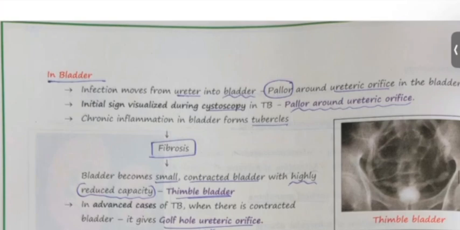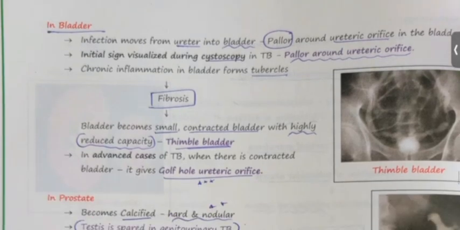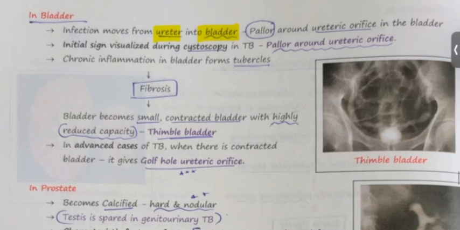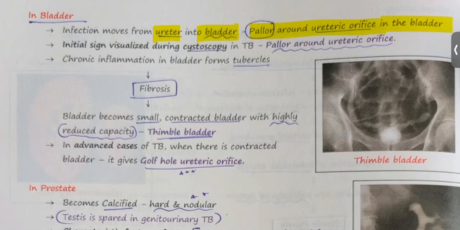So what happens in the bladder due to TB? In the urinary bladder, infection moves from the ureter into the bladder. So this we saw. It is descending infection. It came to the kidney, from the kidney to the ureter, and from the ureter now it is coming to the bladder. So if infection comes from the ureter to the bladder, what happens? Pallor will be noticed around the ureteric orifice in the bladder, which is the initial sign visualized during cystoscopy in TB: pallor around the ureteric orifice.